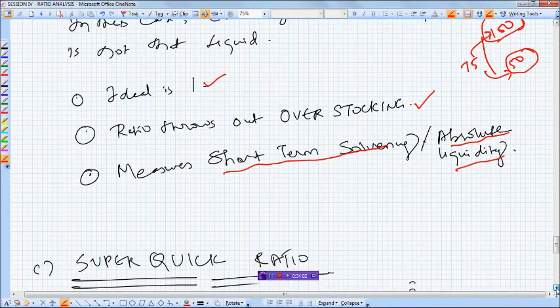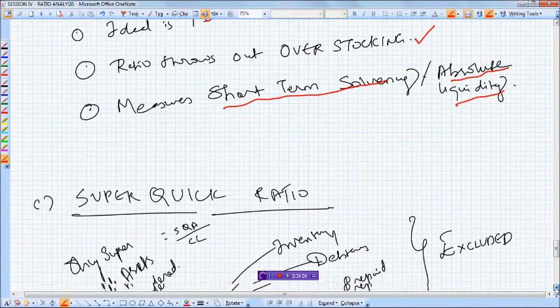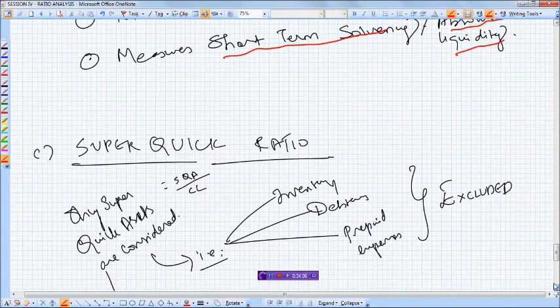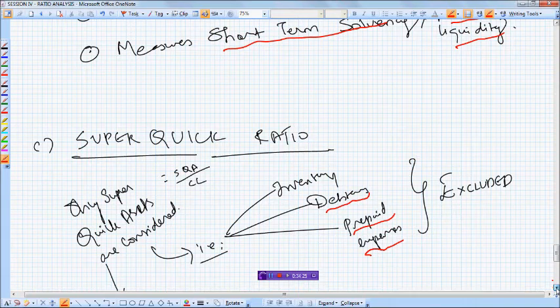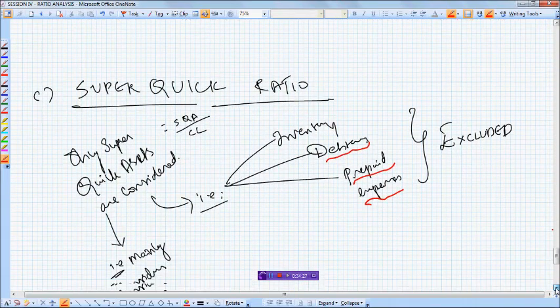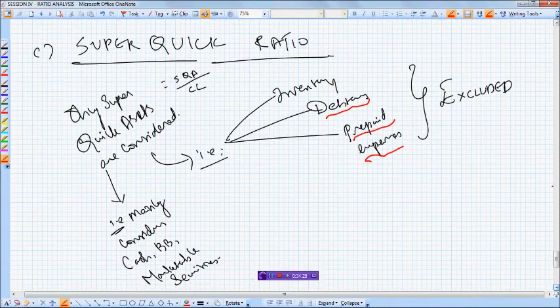Next, getting into the next ratio, the super quick ratio. The super quick ratio is another modified version of the current ratio. In the quick ratio, we excluded inventory and prepaid expenses. In the super quick ratio, we also exclude debtors. So here we are basically considering only cash, bank balances, and marketable securities.